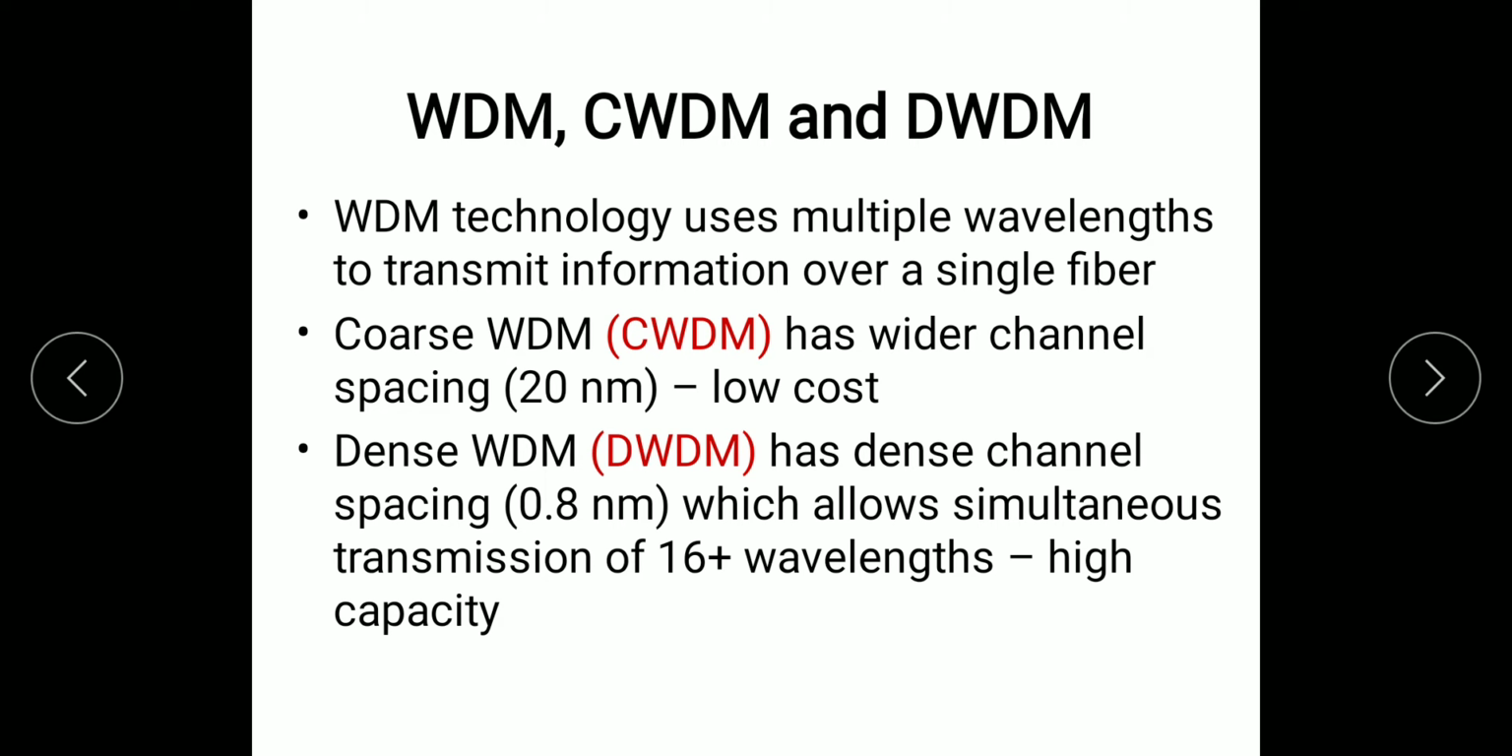There are two evolutions in WDM technology. WDM technology uses multiple wavelengths to transmit information over a single fiber. One more type is there, coarse WDM or CWDM. It has wider channel spacing and a lower cost. And one more type is there, dense WDM, which is DWDM. It has dense channel spacing, which allows simultaneous transmission of 16 plus wavelengths, and it has high capacity.